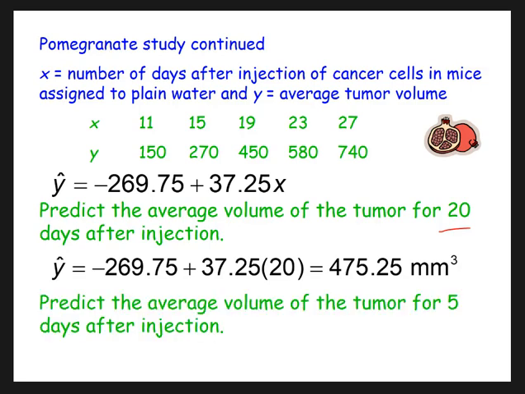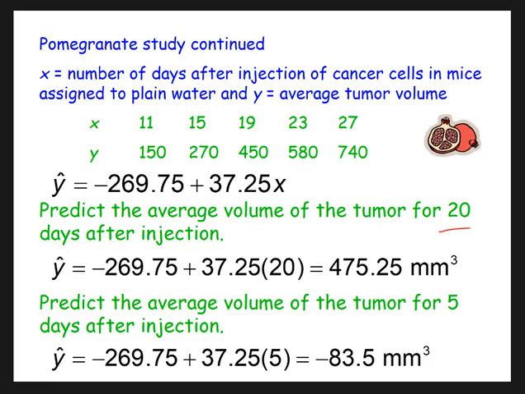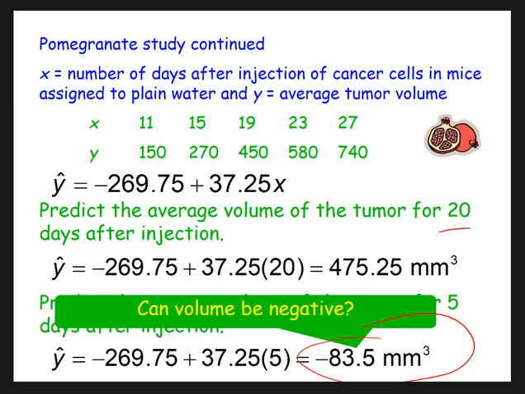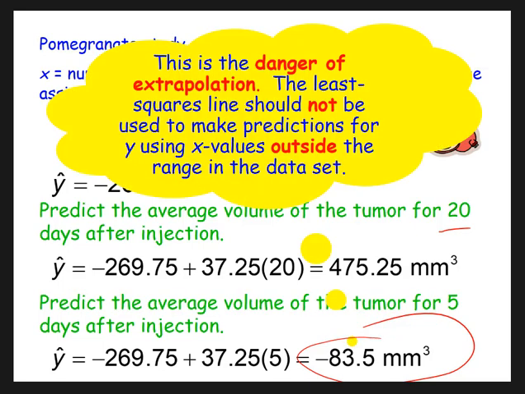If we predict for 5 days after injection, however, we get a negative number. What that's telling us is the linear relationship doesn't start until after 5 days in. That really doesn't make sense. The volume can't be negative. So if we get down too small, this regression equation doesn't work.